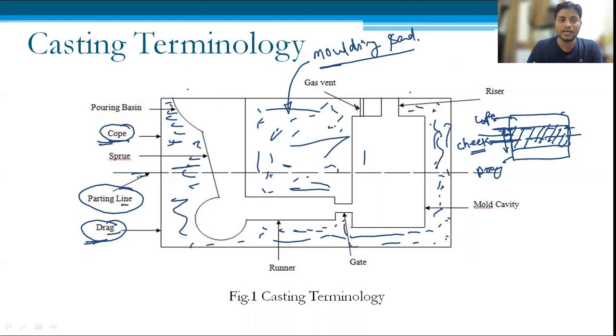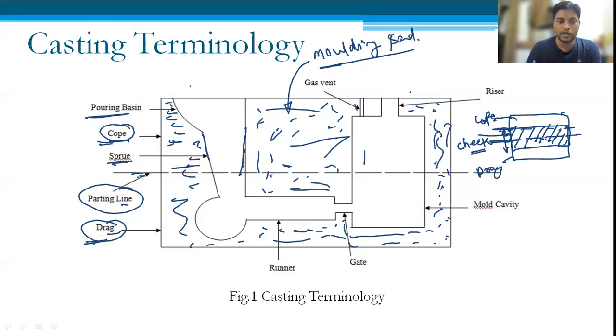Initially we start with the pouring basin, which is at the beginning of the casting itself. After the pouring basin, this is a sprue. We keep the sprue as a taper section. Why we use a tapered section you are all aware, but I will tell you why we are using this one. Let me finish this one first.